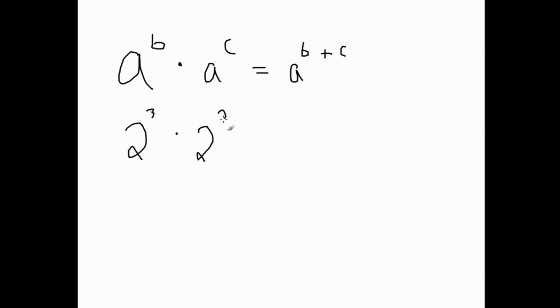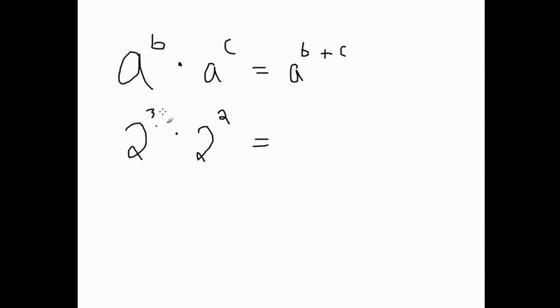We know that a to the b times a to the c will equal a to the b plus c. But how do we know this is true? Well, let's go with some examples and we can figure out the intuition from there. So let's say we have 2 to the third times 2 to the second. What will this equal to?